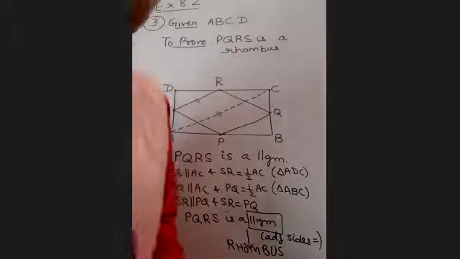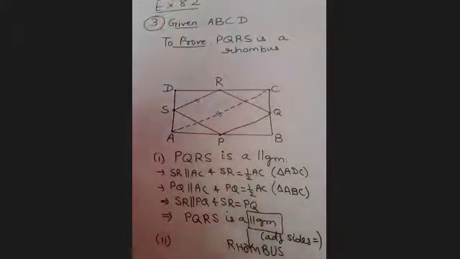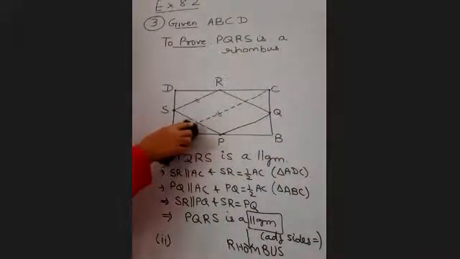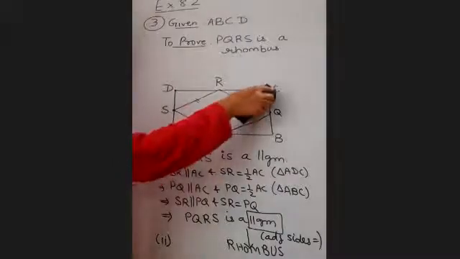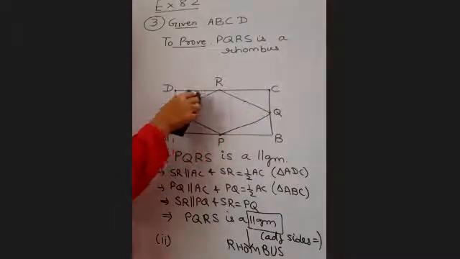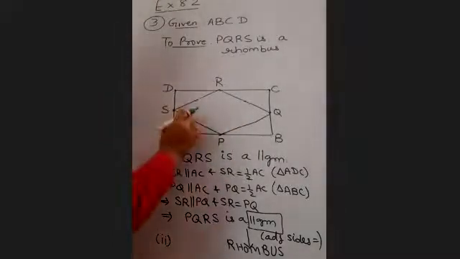Now listen. Since we have to show adjacent sides equal, we will look for two triangles that contain adjacent sides of PQRS. For the time being, I am rubbing this off. Now let us look at the adjacent sides. Are these two adjacent sides?